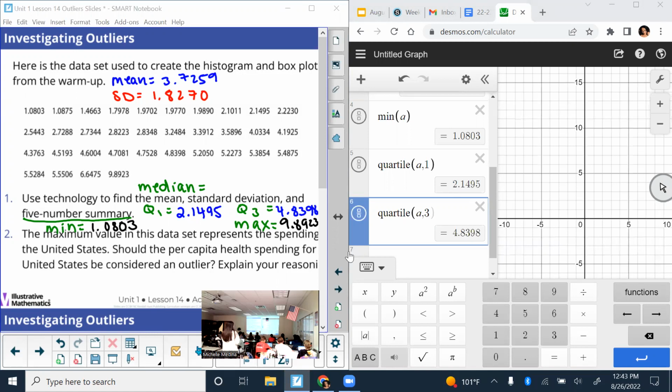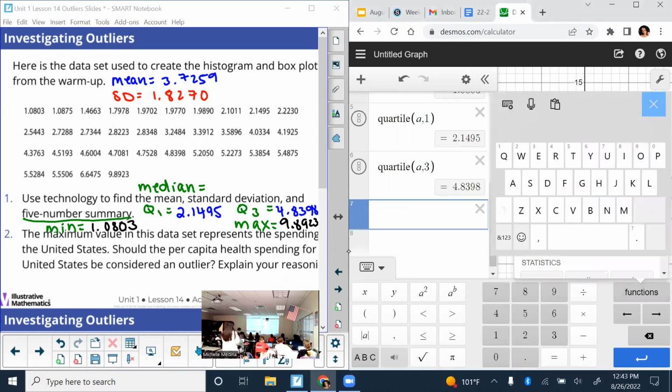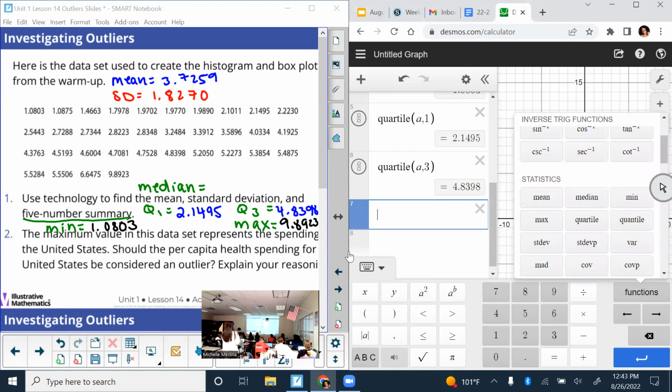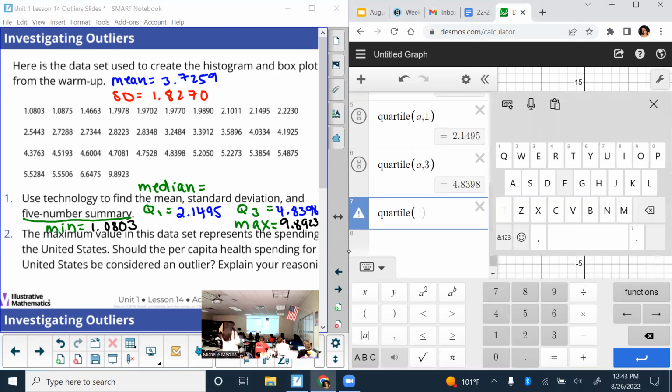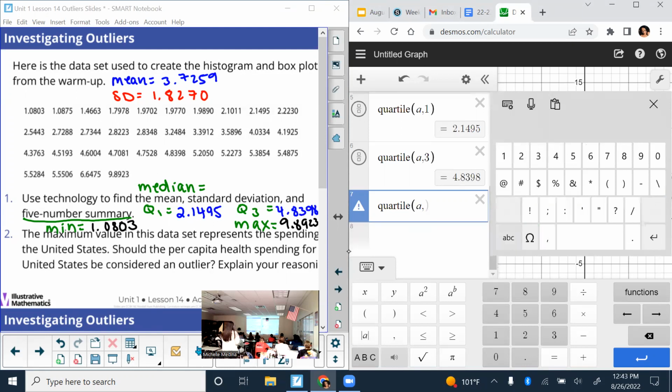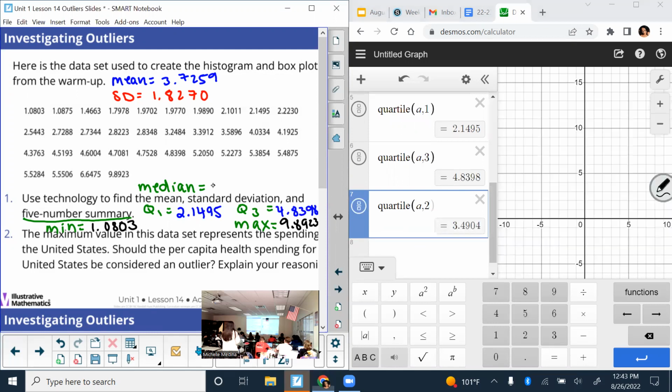Median has its own button, but also what quartile is the median? Quartile 2. So if you want to use the quartile button, go ahead. If you want to use the median button, that's fine too. All right, my median should have been 3.4904. Questions on how we found any of that? All right, jot the values down on your notes. So that answers the first question: use technology to find the mean, standard deviation, and 5-number summary.